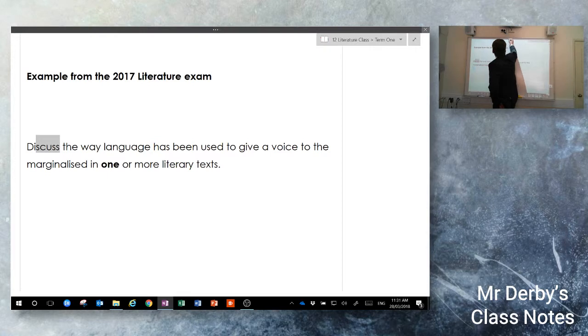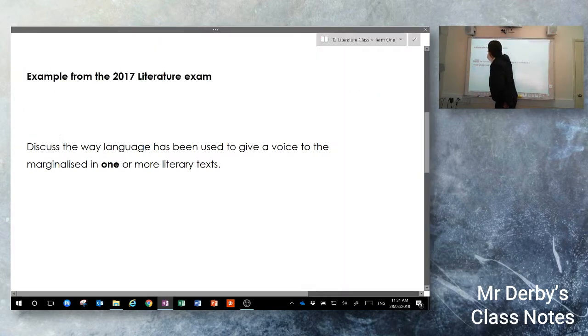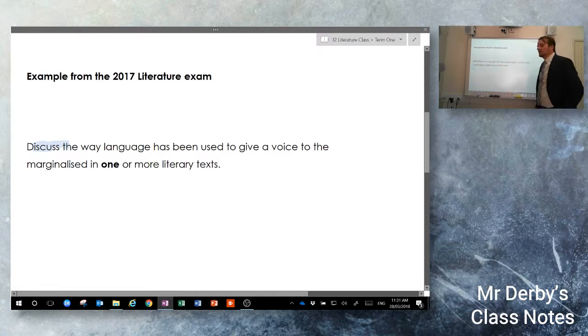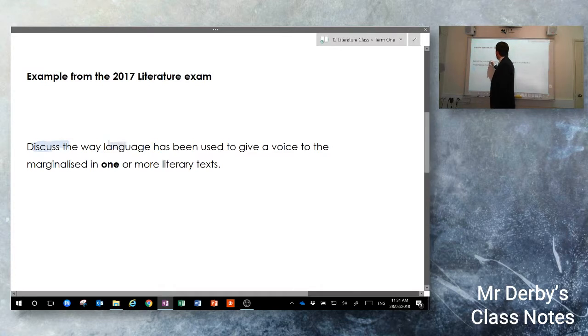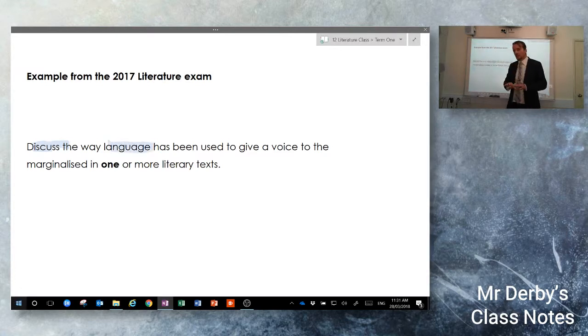Let me get a highlighter here, so we'll get a yellow highlighter, and we've got a purple highlighter instead. This is a discussion question, so that's the kind of answer you have. It's not about an argument or anything like that. It's about discussing the content of this question. This is a question that is specifically about language. This is looking at how you can understand how language has been deployed by the poet, the author, the playwright in your text. And then it is how it's been used to give a voice to the marginalised.